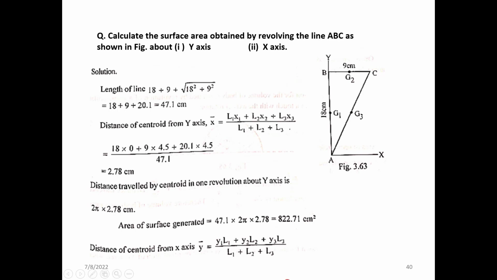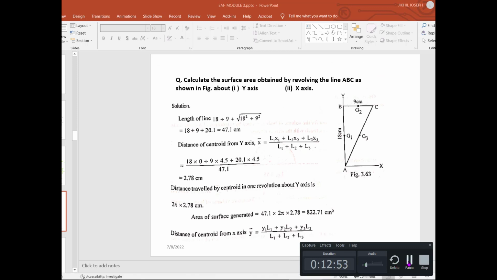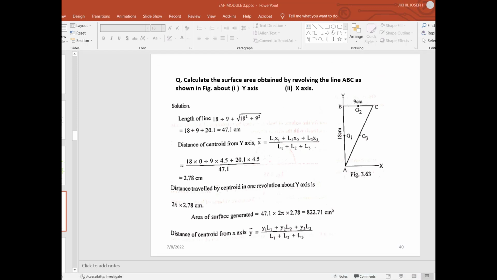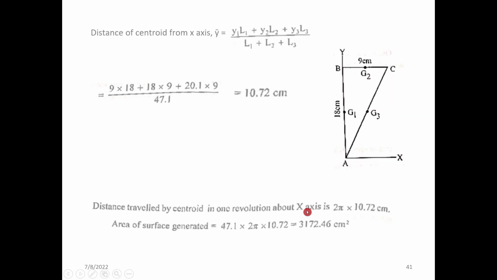Again, now we are finding the distance of the centroid from the x-axis. Similarly, to find the surface area generated with respect to the x-axis, we have a similar calculation for the centroid from the x-axis: y1 into L1 plus y2 into L2 plus y3 into L3, divided by the total length. We have the figure here also.